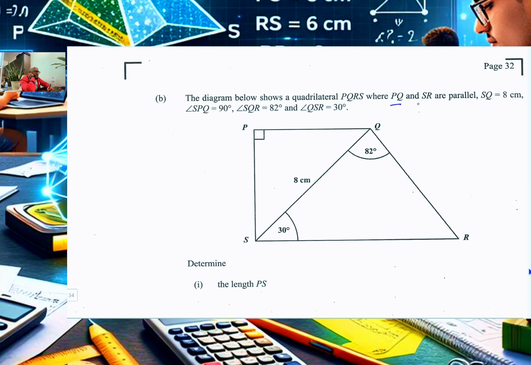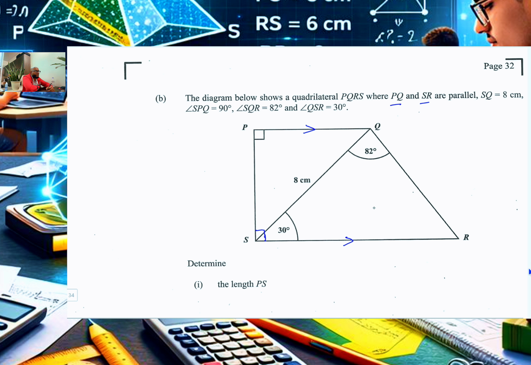So part B: the diagram below shows a quadrilateral PQRS, where PQ and SR are parallel. So the outer quadrilateral is a trapezium. They said SQ is 8, SPQ is 90, SQR is 82, S to Q to R, and then they said QSR is 30.